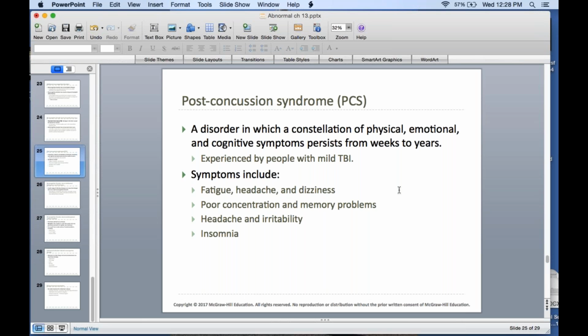Cheerleading, we see this also with stunts and gymnastics, like tumbling, falling on your head issues. Symptoms are going to include fatigue, headache, dizziness, poor concentration and memory, irritability, difficulty sleeping.